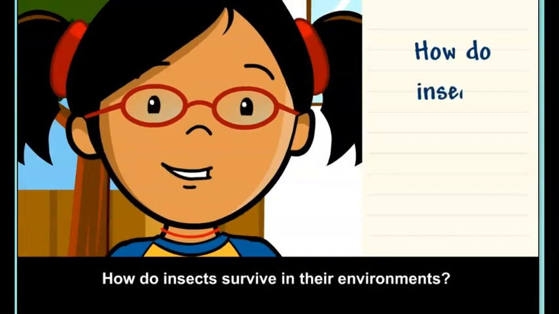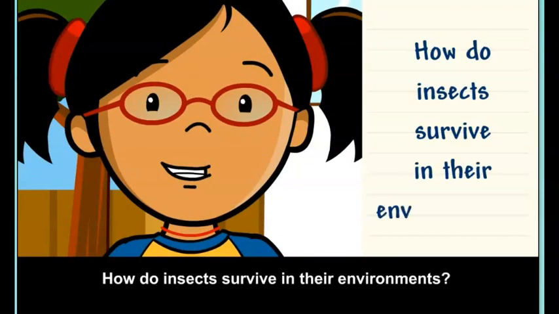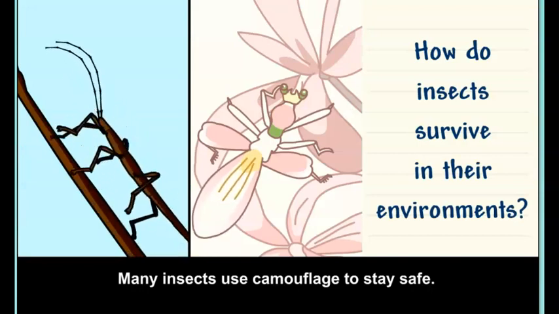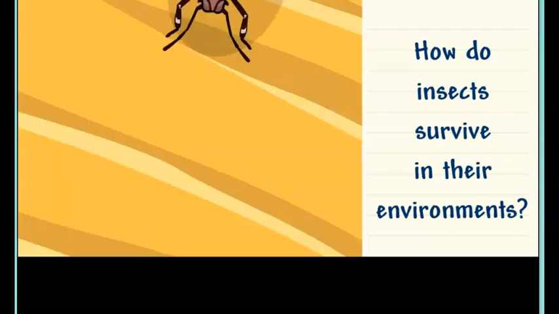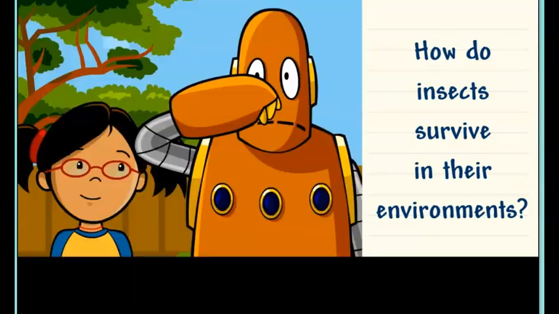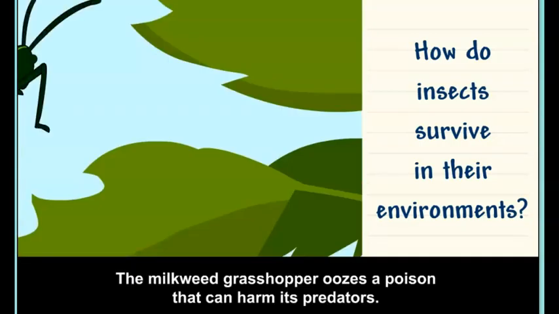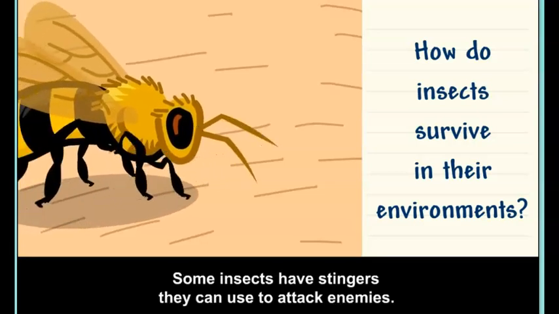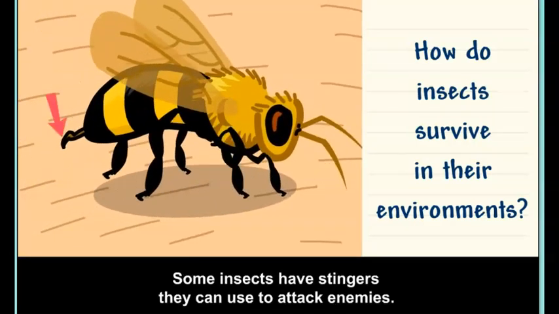How do insects survive in their environments? Many insects use camouflage to stay safe. Stink bugs let off a bad scent to stay safe. The milkweed grasshopper oozes a poison that can harm its predators. Some insects have stingers they can use to attack enemies.